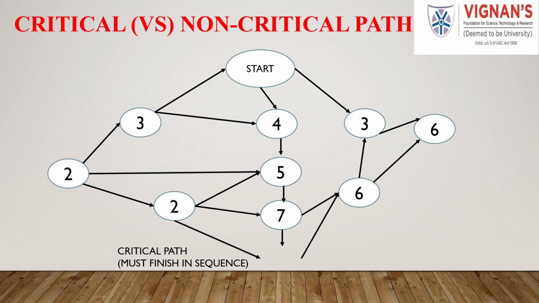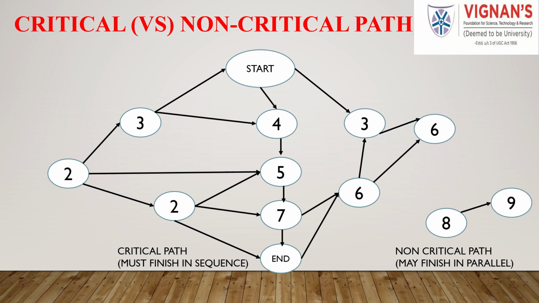The path flows from start through the connected tasks and finally reaches the end node. Any delay in any task on this path delays the entire system completion. On the right side is the non-critical path. These tasks can execute in parallel and do not affect the final completion time as long as the critical path finishes. Therefore, the critical path determines the total execution time, while non-critical tasks have flexibility.